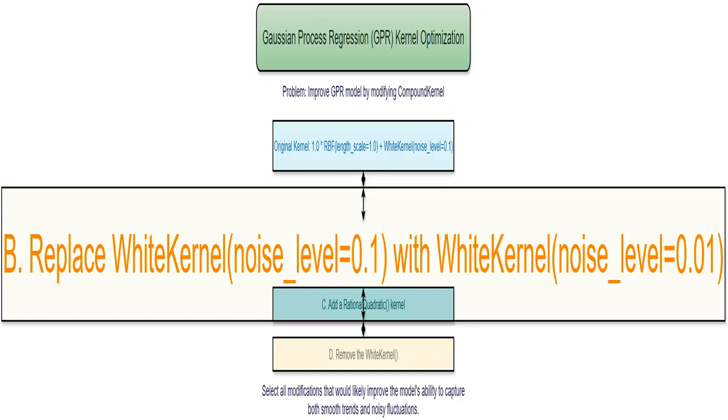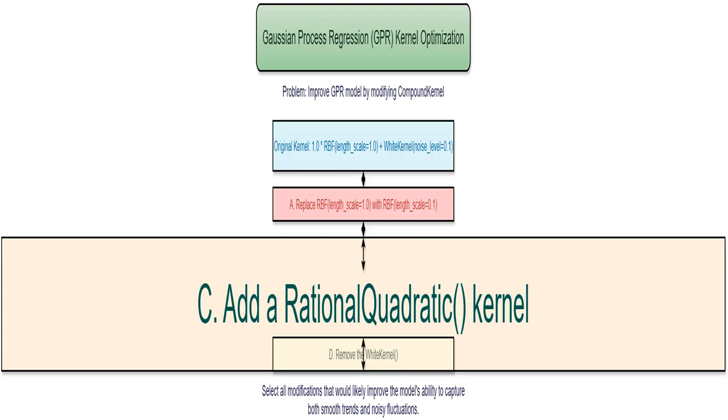I'm exploring changing the white kernel. By reducing the noise level, I'm assuming less noise in the data. This could be useful if the original noise level was too high, making the model too smooth and unable to fit the data accurately. I'm thinking of adding a rational quadratic kernel.